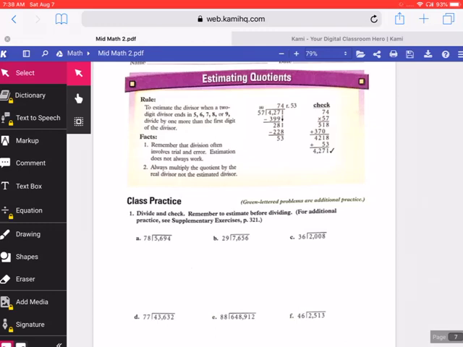For this lesson, we're going to be talking about estimating quotients. And the rule here says to estimate the divisor when a two-digit divisor ends in 5, 6, 7, 8, or 9, so 5 or more, divide by one more than the first digit of the divisor.